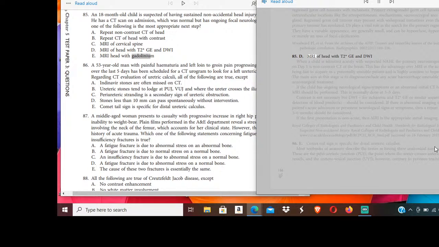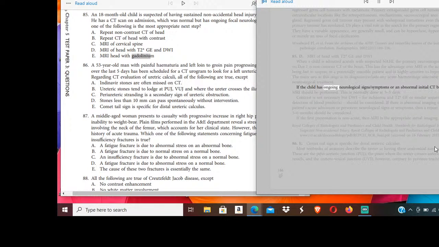Answer 85, D. MRI of head with T2*GE and DWI. When a child is admitted acutely with suspected NAHI, the primary neuroimaging performed on day 1 is non-contrast CT of the brain. This has the advantage over MRI in the acute setting of being fast to acquire in a potentially unstable patient, and is highly sensitive to hyperacute blood. The main aim at this stage is to diagnose or exclude any acute hemorrhage amenable to neurosurgical treatment.